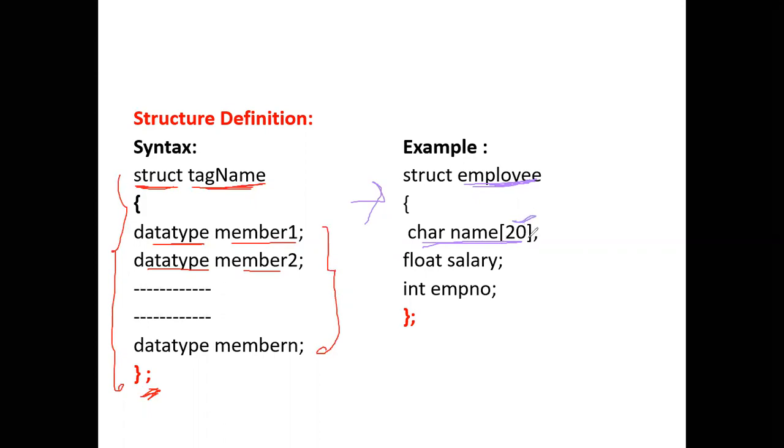We are using this string to store the employee name. Next, we are using another member, salary of type float, for storing the employee salary. Another member of type int is used for storing the employee number. So here we have 3 members: name, salary, and employee number, of different data types: character, float, and int. So this is the definition of the structure employee.